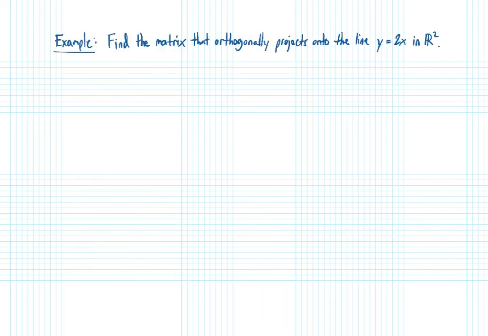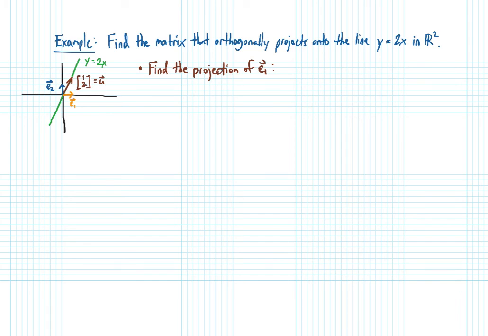Okay, so here's an example that uses this formula. Suppose we want to find the matrix that orthogonally projects onto the line y equals 2x in R2. So here is a picture of the line, and the first thing that we're going to want to do is find a vector that spans that line. So I'll pick (1, 2), but you literally could pick any point on that line except for the origin. And then, to find the matrix, we need to find out what happens to e1 and e2. So let's start with e1.